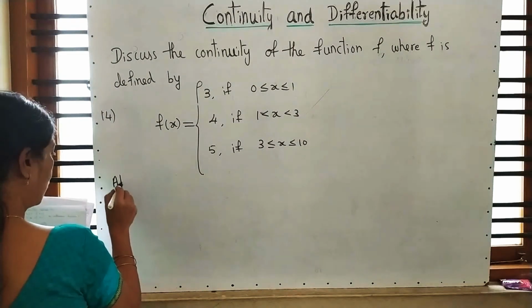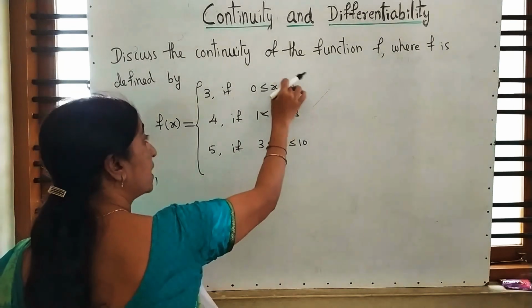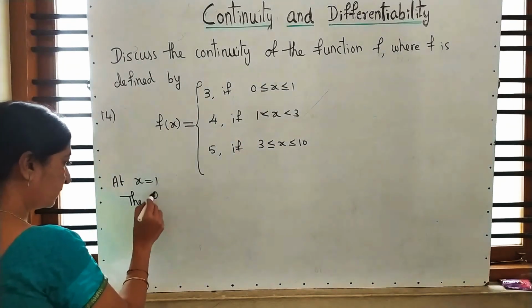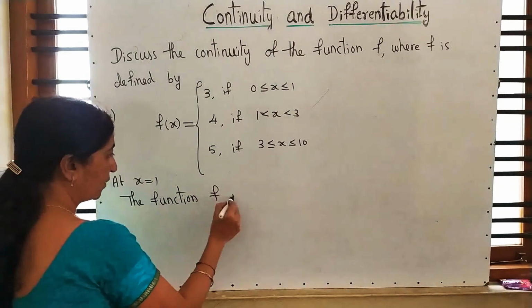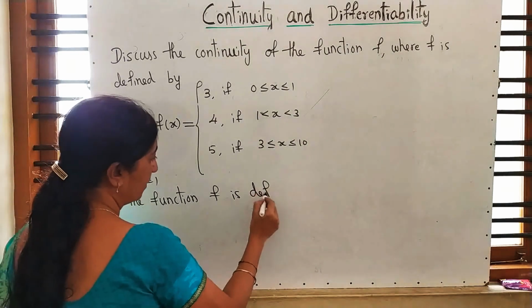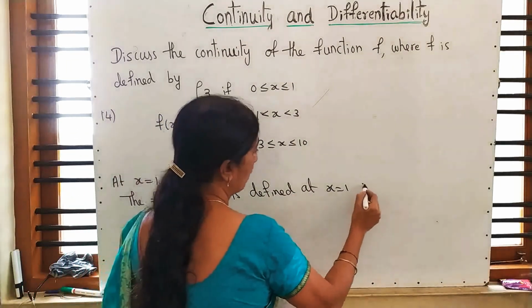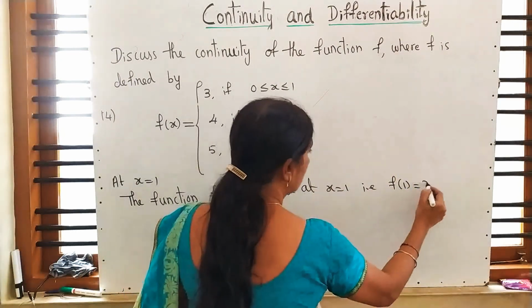Next, we have to move for x is equal to 1. See, x is equal to 1 means equal. Less than or equal means here it is defined. See, the function f is defined at x is equal to 1. That is f of 1. If x is 1, the answer is 3.